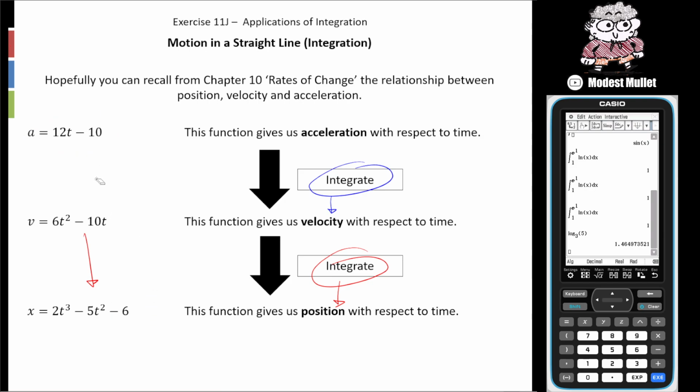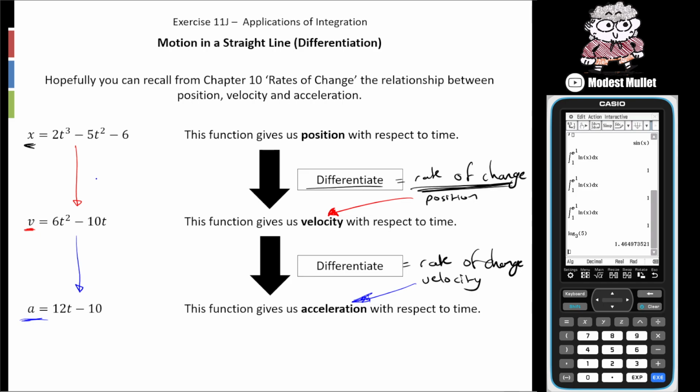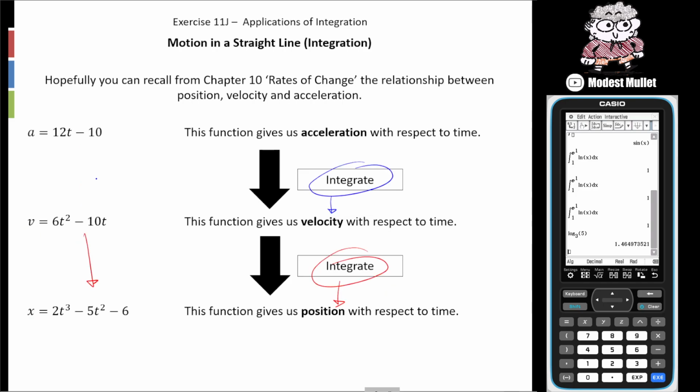So saying all that, the takeaway from this is, if we think of differentiation as giving us rates of change, well, then we can obviously work backwards to go from acceleration to velocity and then velocity to position.